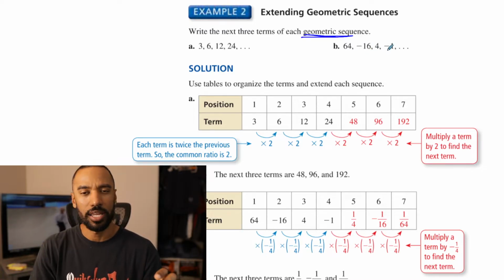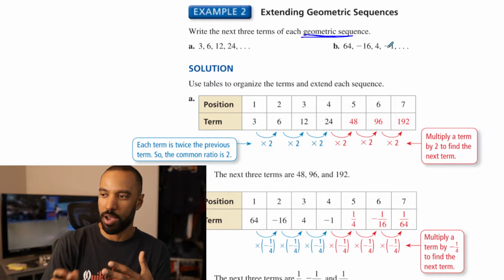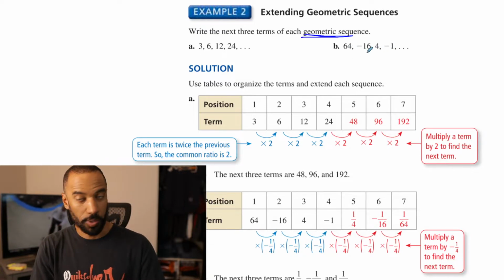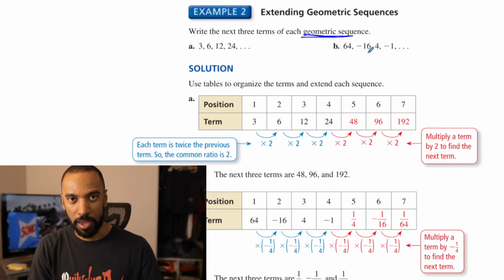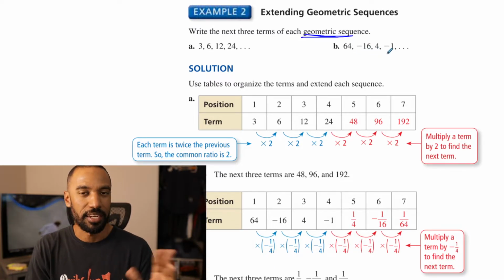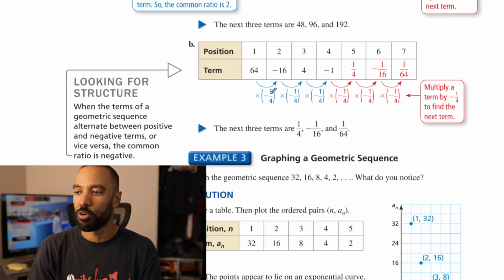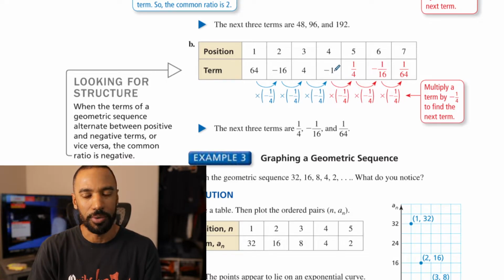Whenever the signs alternate like this, it's because you're multiplying by a negative. Positive times negative is negative, negative times negative is positive, and so on and so forth. Now the numbers are shrinking, so you're multiplying by a fraction. It looks like dividing by -4, that means multiplying by -1/4. But we still have to write the next three terms in the sequence. So if we're multiplying by -1/4 each time, let's stick in fraction form, shall we?